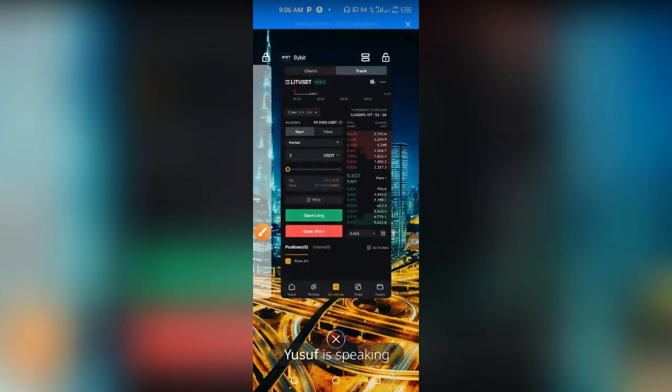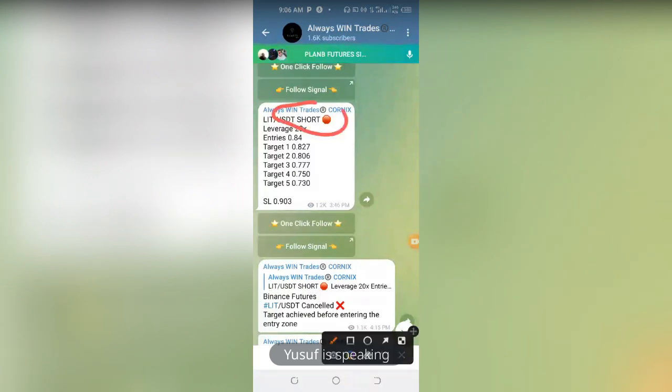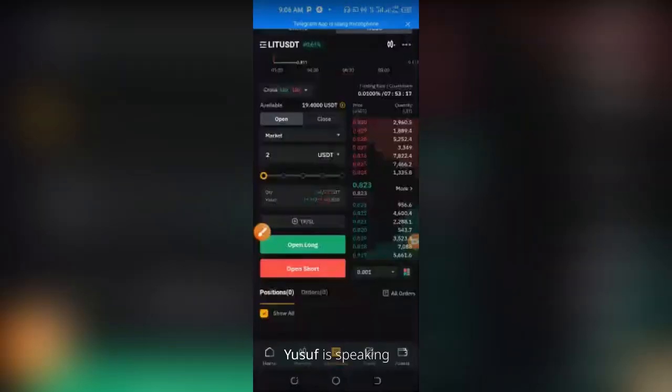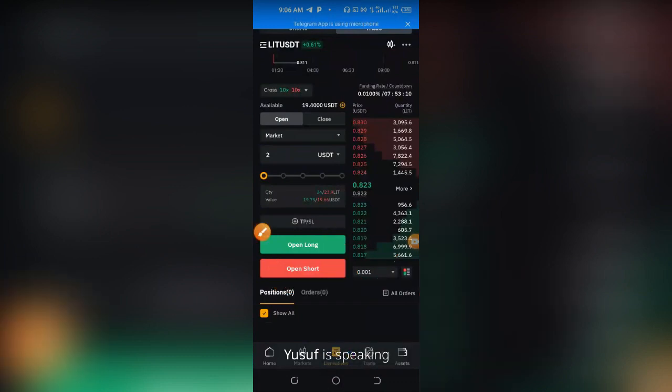Let's go back to the signal. The signal says short, that is sell. So I will come here. I will not click on long. I'll click on shorts to short the market. So I'll tap on open shorts.